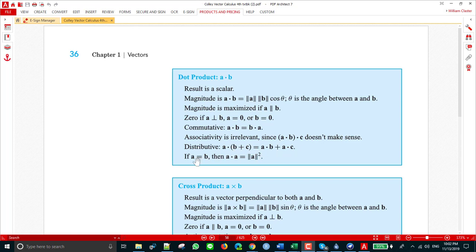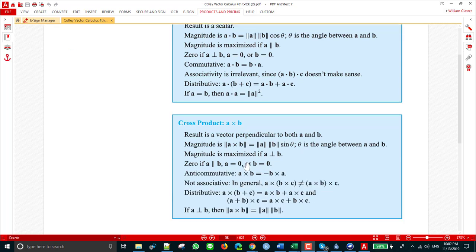And if A equals B, then A dot A. I think that's a mistake. Okay, I don't know what this means actually.